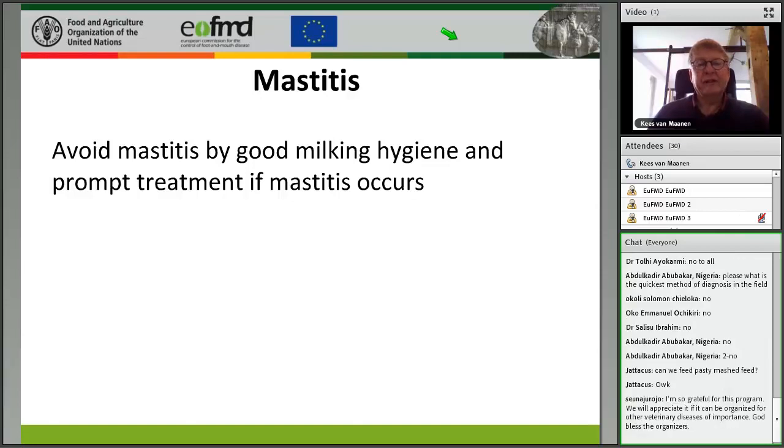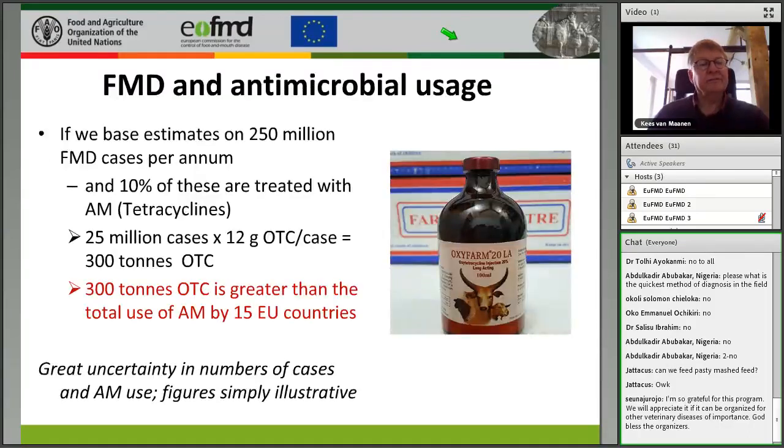Also avoid mastitis, because it can be very painful, and they can have vesicles on the teats and even on the orifice and the opening of the teats. So avoid mastitis by good milking hygiene and prompt treatment if mastitis occurs.